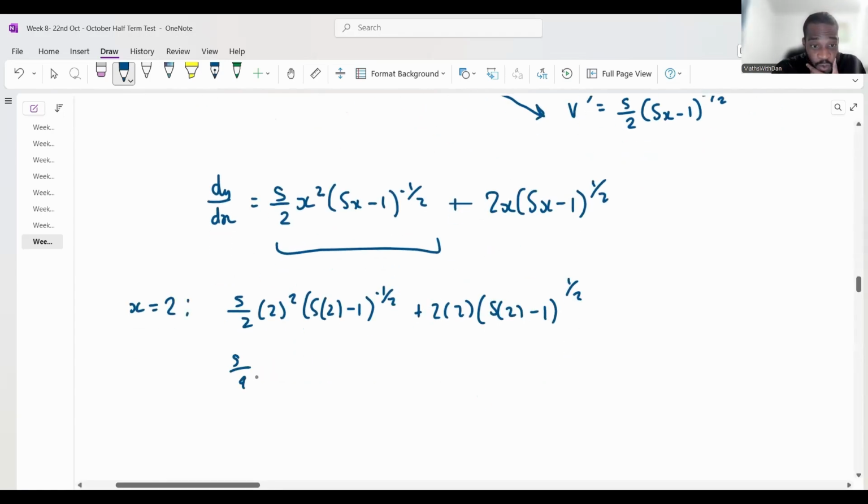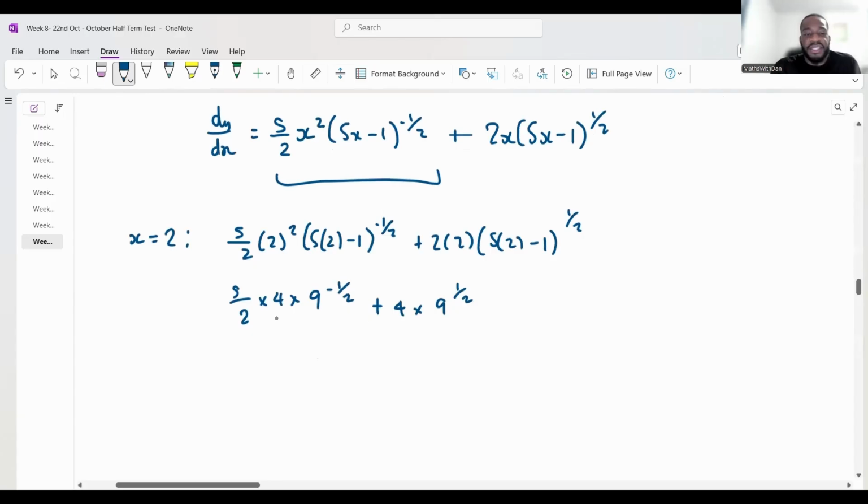So what's that? That's 5 over 2 times by 4. And then what's that? 10 take away 1 is 9. That's 9 to the minus a half. And then that is 4 times 9 to the half. You could put this in a calculator, but I can't be bothered. That's 20 on the top, 5 fours are 20, and I've got 2 on the bottom. That there is a third. So there's a half times a third. That's a sixth on the bottom for sure.